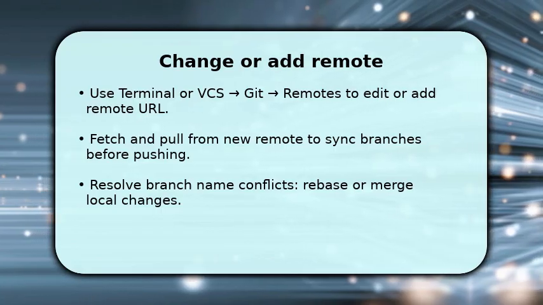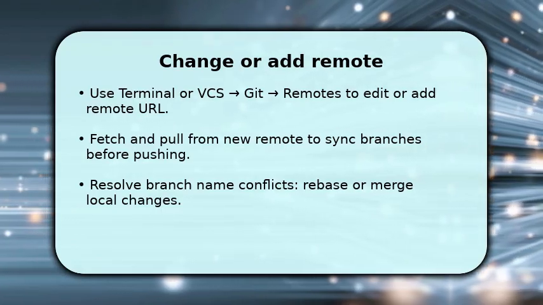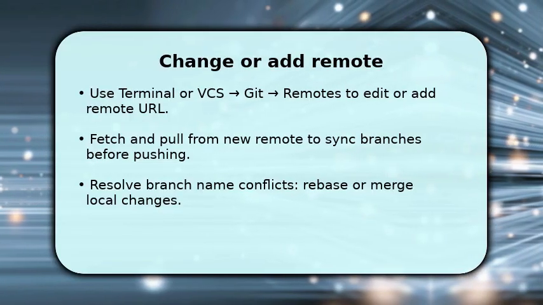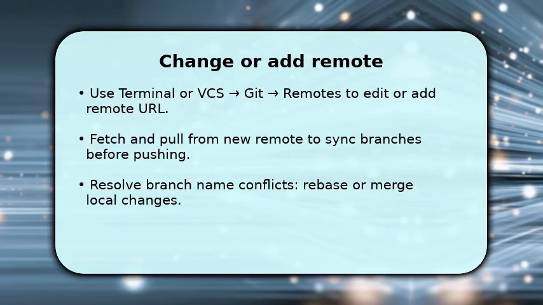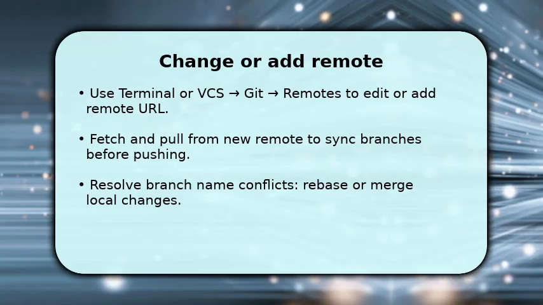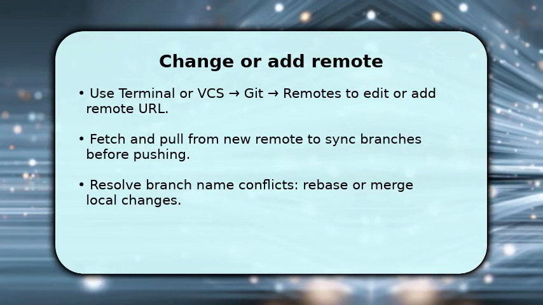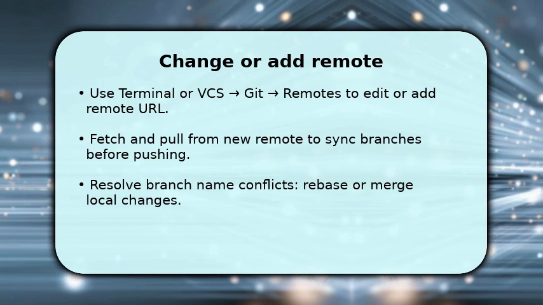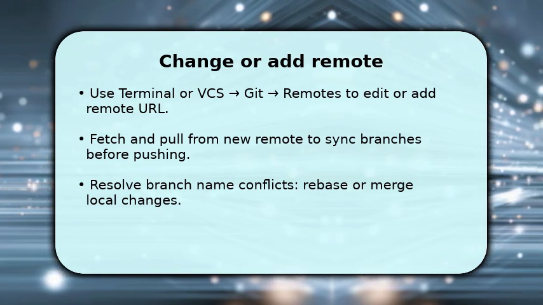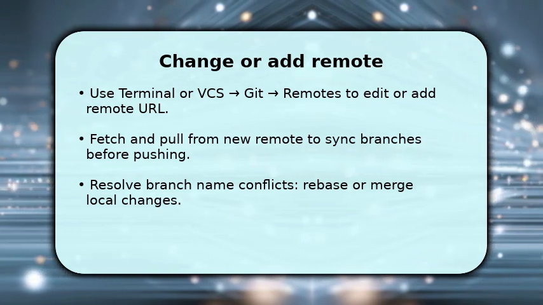This prevents accidental overwrites. If branches diverge, rebase or merge locally to preserve history. Rebase for a linear log, merge for simpler conflict resolution. Make sure to test a local build after merging. You want to catch integration issues before pushing to the new GitHub repo.